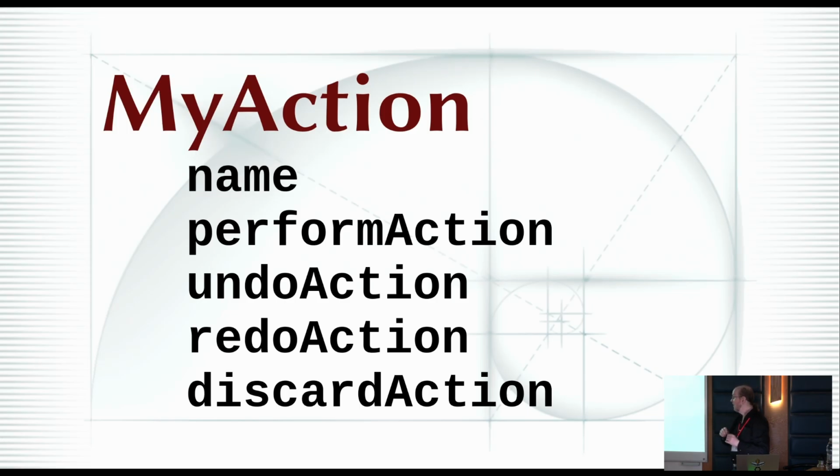Discard action, the default for that is to do nothing. But if you happen to have some external state being held onto that's outside of the actual action object and its object graph, then at the point where your undo got pushed off the end of the undo stack and is no longer going to be undoable, you can have it release that stuff with discard action.